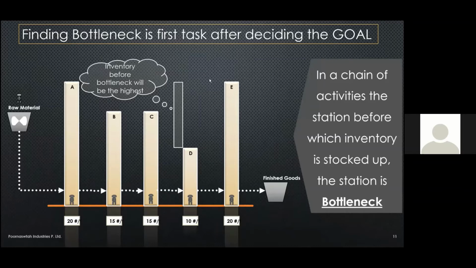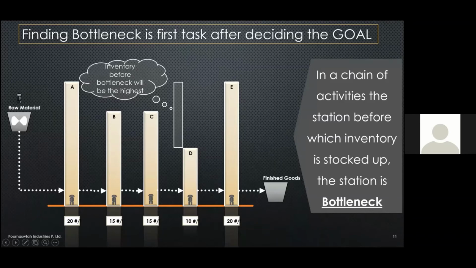In the supply chain, in the value chain, inventory before the bottleneck is the highest. So we will often see, when we take a walk in the value chain, you will find the value being locked before the bottleneck the highest. It's the simplest test which we can do. In the chain of activities, the station before which inventory is stocked up is the bottleneck. That's the simple step. I'll give you a simple example.